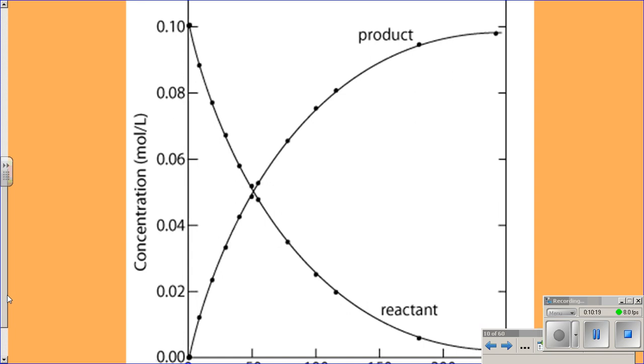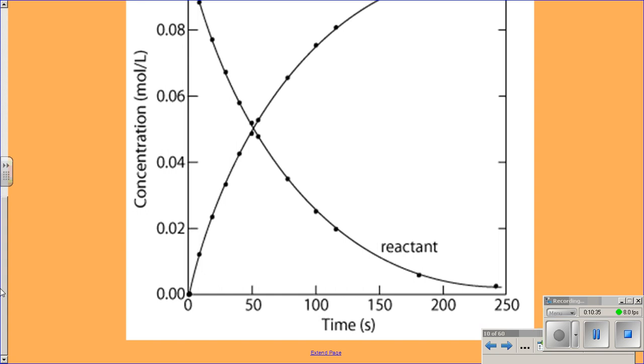Okay, so I know they're labeled reactants and products. I can see that. But why is this line labeled reactant? Why does it make logical sense? You're starting off with a reactant, and over time is the bottom axis here. What's happening? You're using up reactants, you're consuming reactants, and as you consume reactants, you're making products.